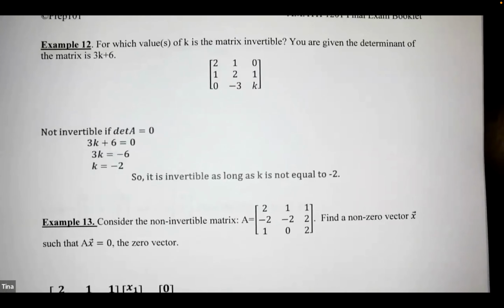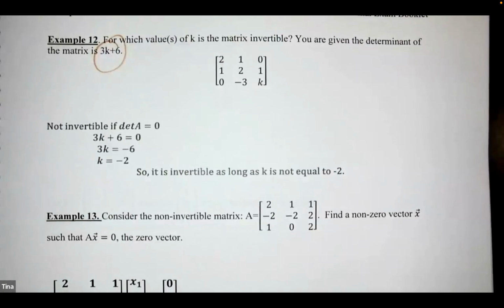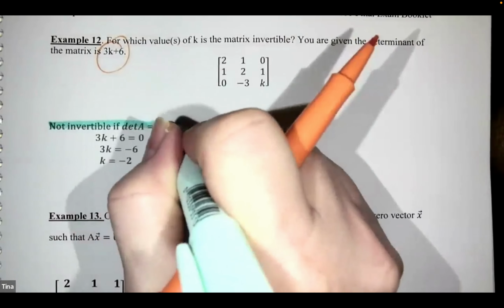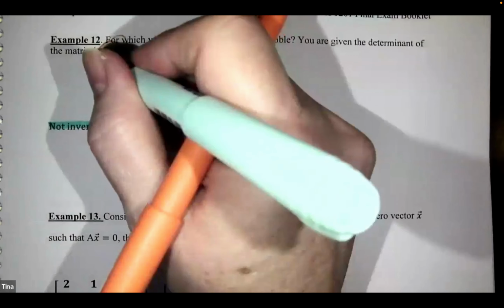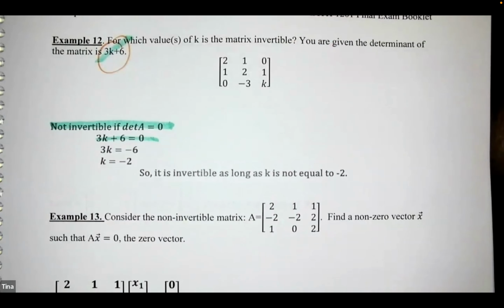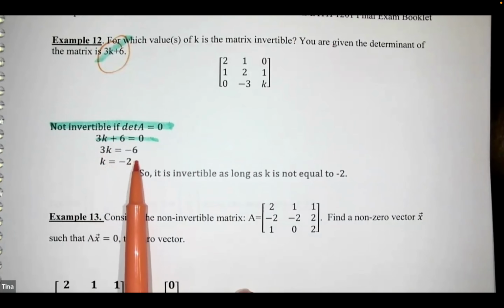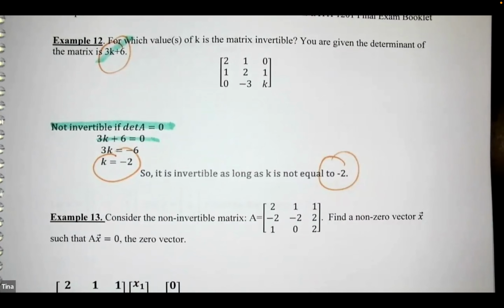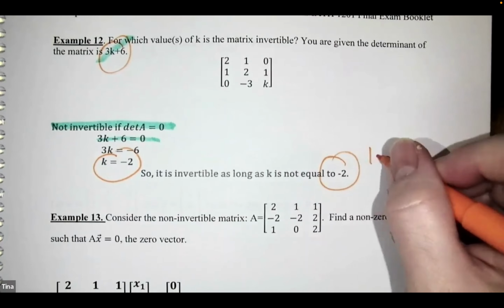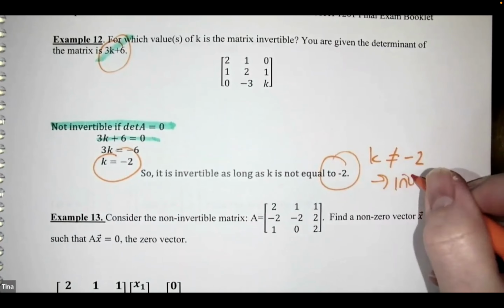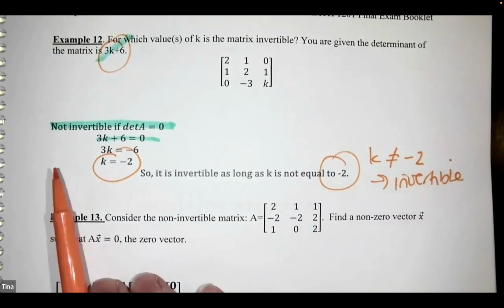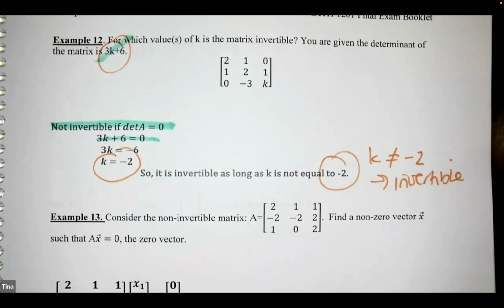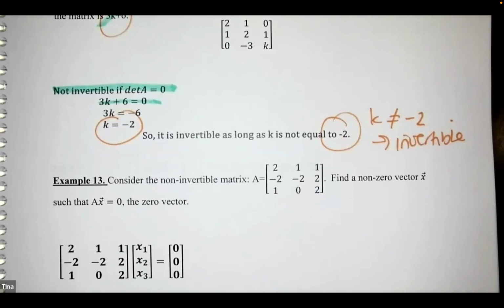So for which value of k is the matrix invertible? If the determinant is defined as 3k plus 6. Well, we know that there's no inverse if the determinant is 0. So we can set this determinant equal to 0 and solve. So we would get 3k is -6, divide by 3, k is -2. So that would mean it has an inverse, or it's invertible, as long as k is not equal to -2. Okay, so k is not equal to -2, that's when it is invertible. Or we can say it's not invertible if k is equal to -2. Okay.